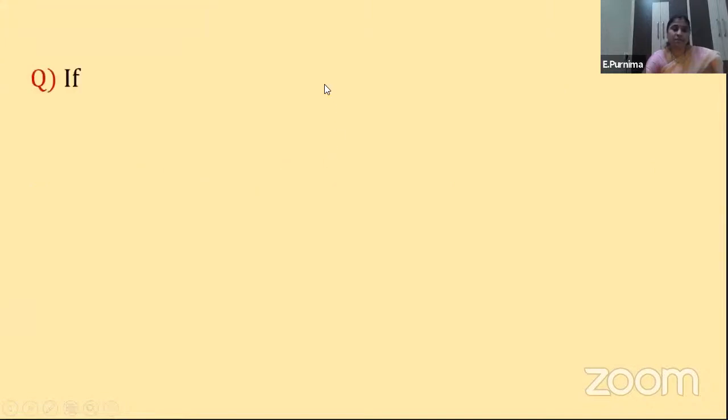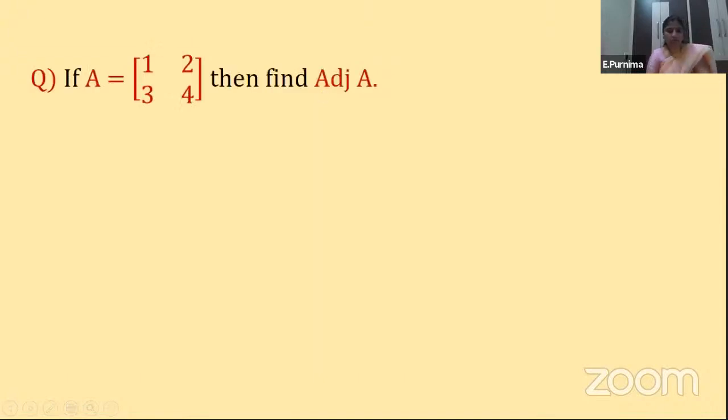Now, let us try to find the adjoint using one sum. If A is equal to 1, 2, 3, 4, then find the adjoint of A. Solution, children: A is equal to 1, 2, 3, 4. See children, I am explaining for the 2 by 2 matrix. It is the same for 3 by 3 also.